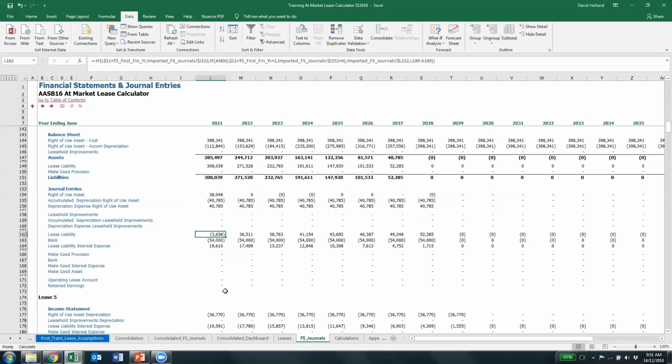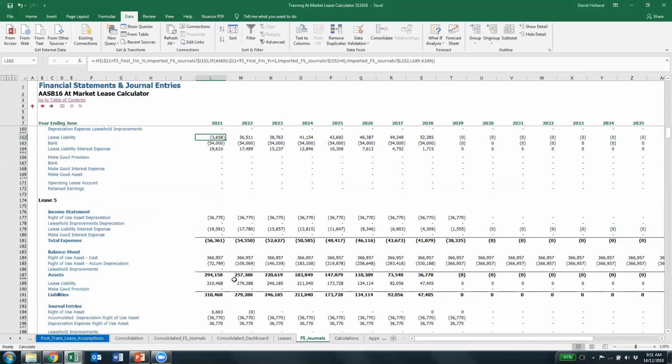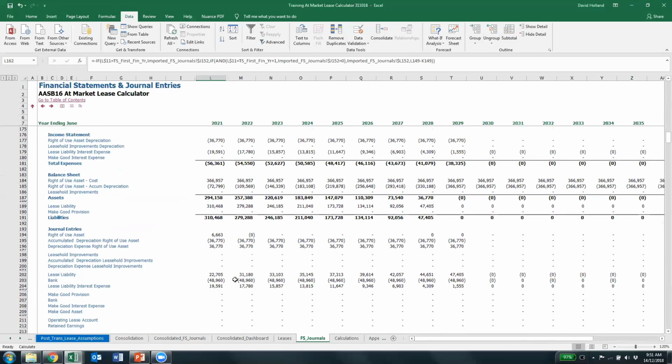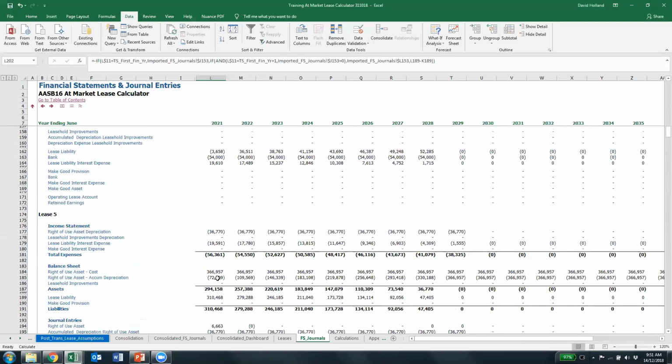What that illustrates to you is that the model follows what the standard does, which is if your payments change for CPI or market-based reviews, you compare the old lease liability to the new lease liability, make that adjustment, and then debit your right of use asset. And you can see for lease 5, which had a CPI increase, that the same things happened, that it's adjusted the right of use asset and the lease liability.